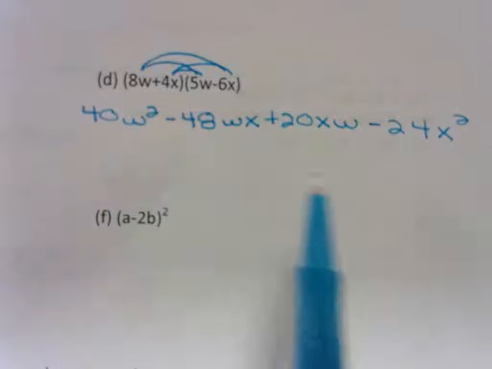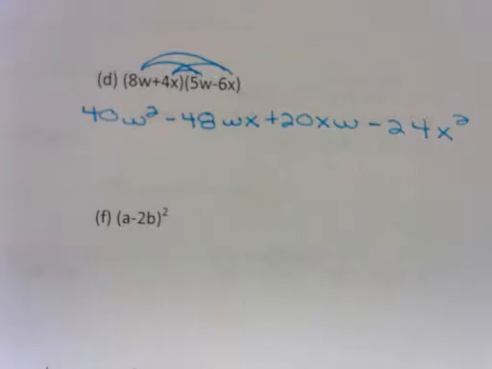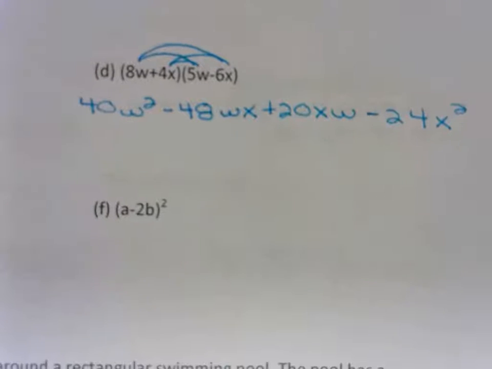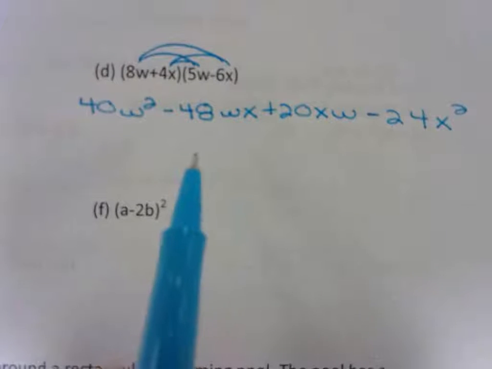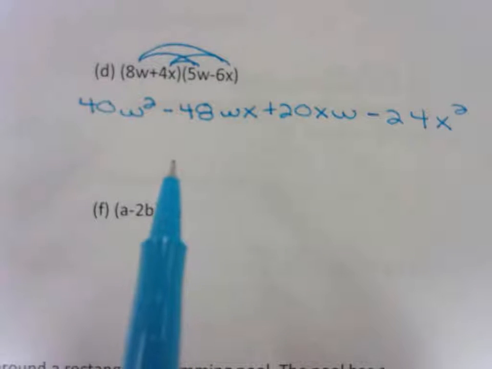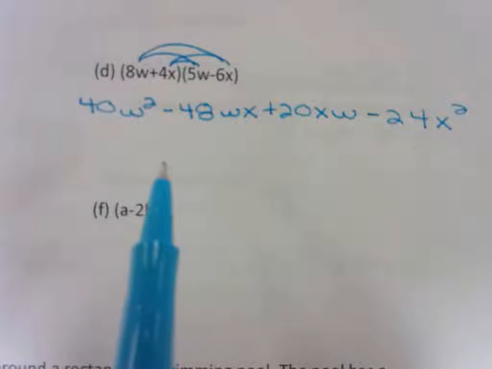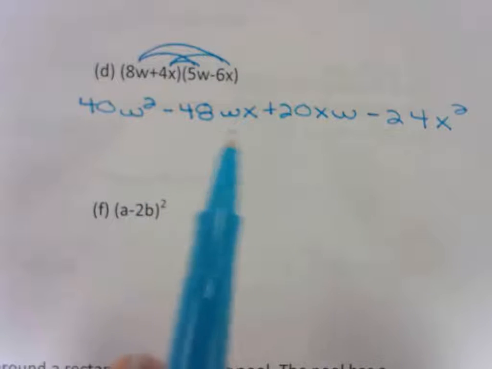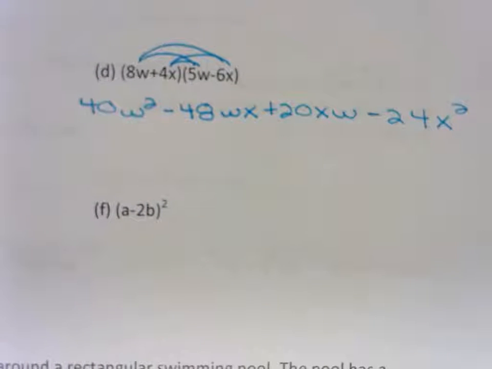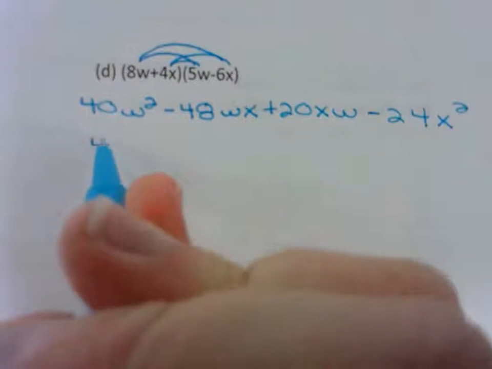So as I look at this, the second part is to combine and simplify. What terms can I combine here? 40w squared stands alone. Then negative 48 and 20. We have to have the exact same variables and exponents. Even though the w and x are switched, it doesn't matter. So I'm going to have 40w squared.